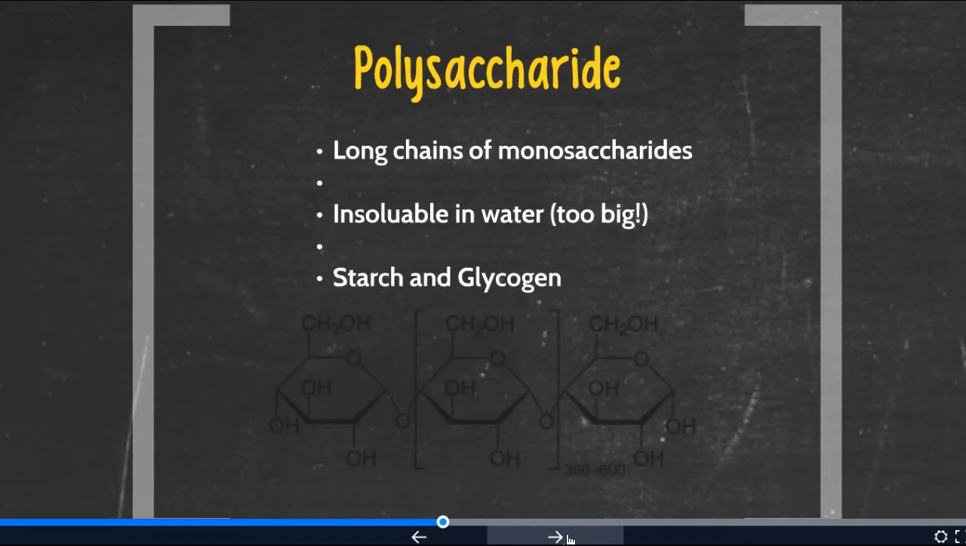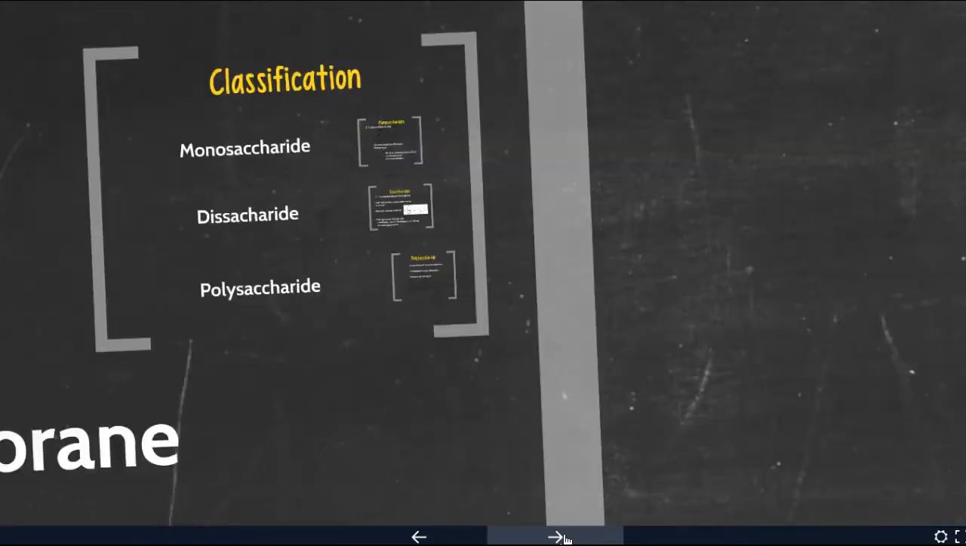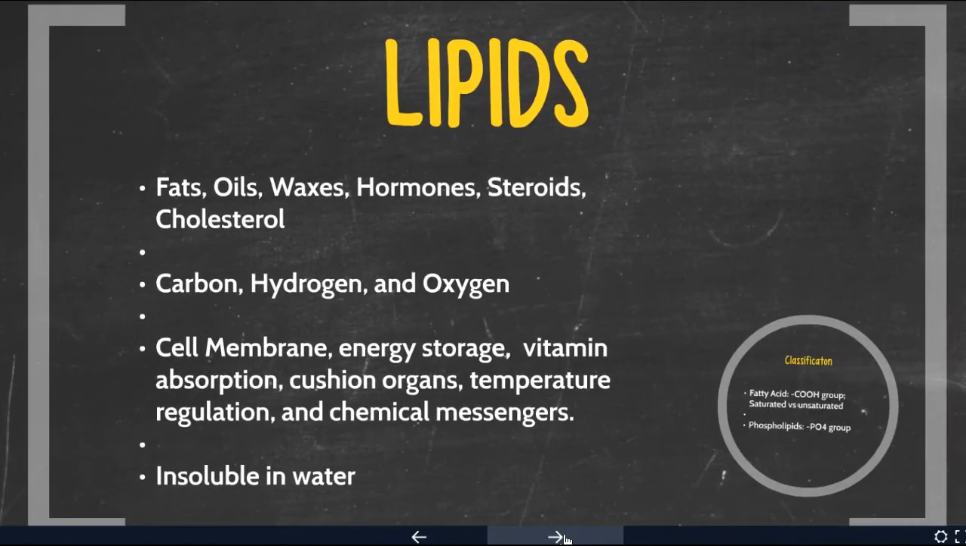So anything with starch in it, bread, pasta, these are really long chains of glucose, galactose, fructose. So the monomer of a carbohydrate is going to be a monosaccharide, and the polymer of a carbohydrate is going to be a polysaccharide. And then there's just that kind of individual disaccharide in between. So that's carbohydrates, really important for energy.